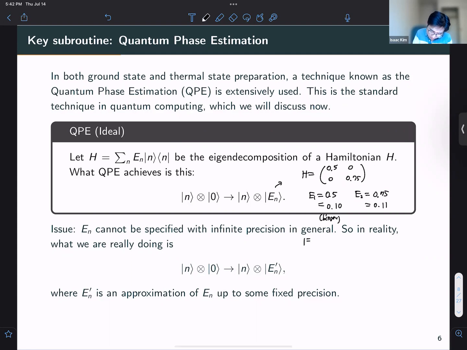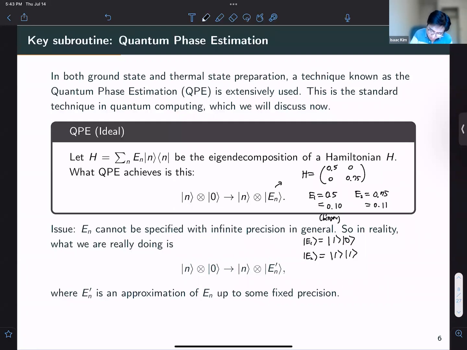So in this case, I would record E1 as 10 and E2 as 11, something like this. Good. In practice, here I chose round numbers so that I can write this down as 10 and 11.